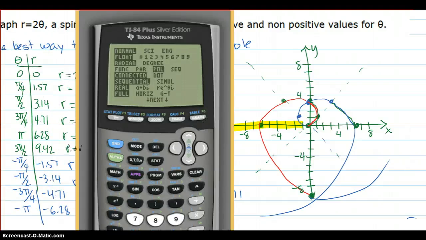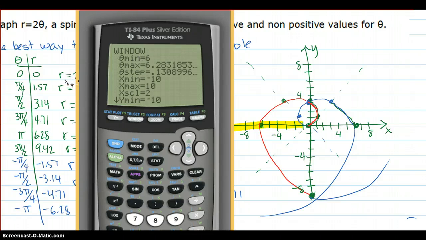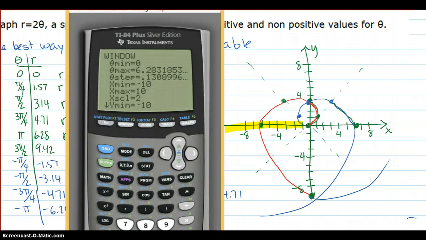Now if you go to your y equals, it will be r's and thetas. You can just type in a 2, and then the x theta button that's right here next to the alpha. Then I'm going to go to window, make sure my window's right, and choose 0 to 2 pi, then the x-min negative 10 to 10, and the y-min, I scroll down here, negative 10 to 10 as well.